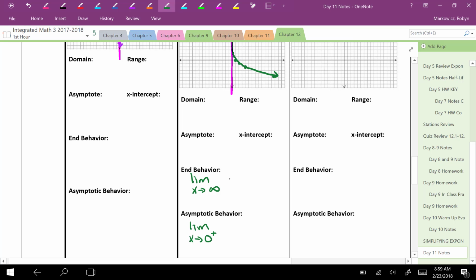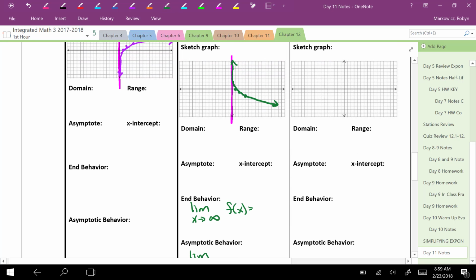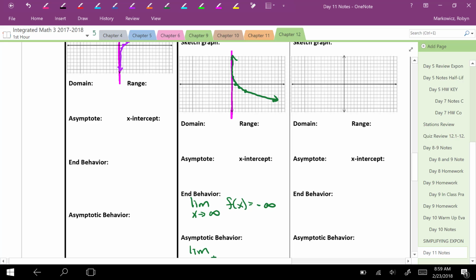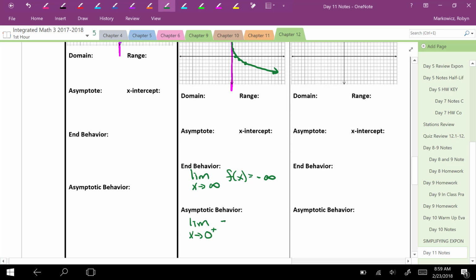All right. Look at my function as x is going to infinity. Where's your function going? Negative infinity. See how it's going down? It's slowly going down. It's not going down quickly, but it's still going down. So the function is going to negative infinity. Whereas when we get closer to our asymptote, where's your function going? Positive infinity.